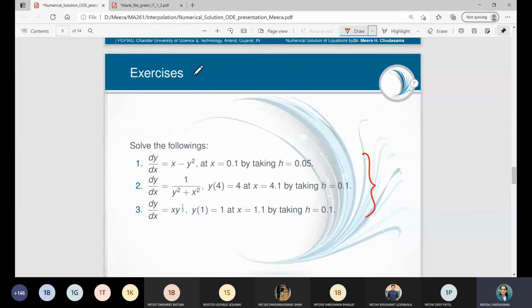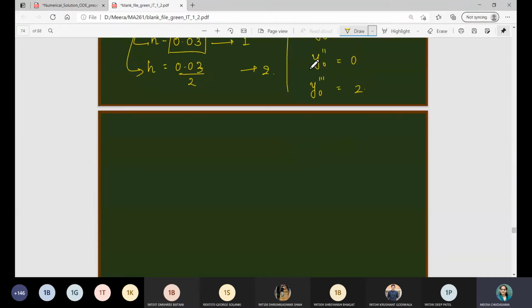Okay, so now let me start with another method, that is Euler's method. Let us understand the method geometrically first, then we will go for the mathematical part of it. So what is it?